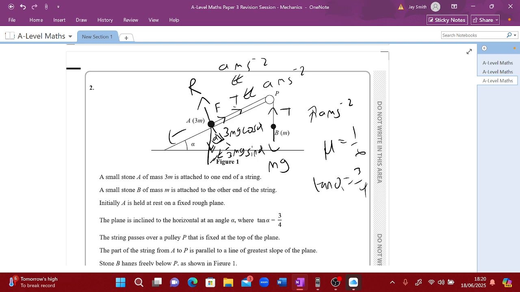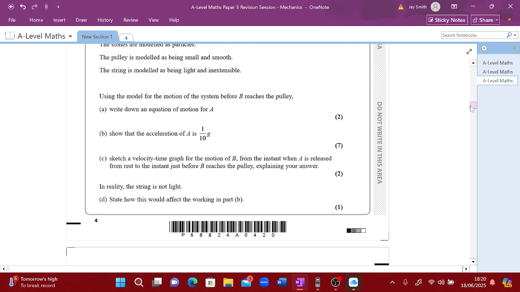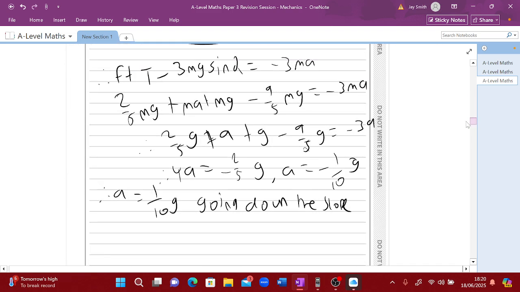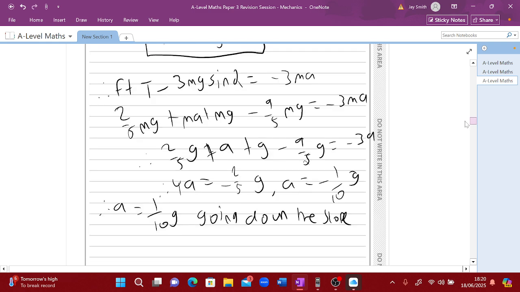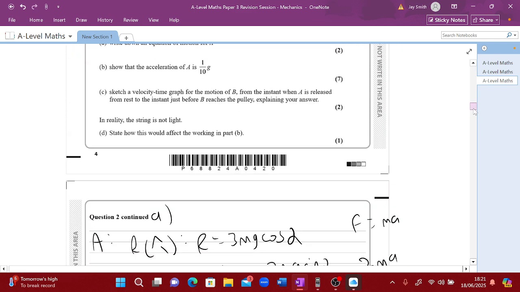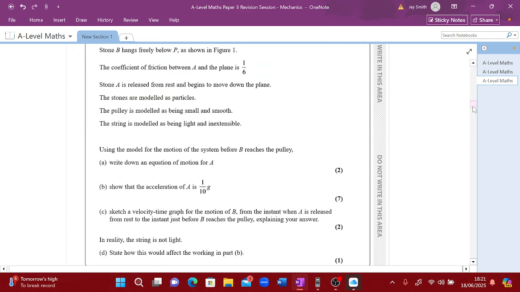Cool. Okay. So we got acceleration then. That's B37 marker. Part C. Sketch the velocity time graph of the motion of B from the instant when A is released from rest to the instant just before B reaches the pulley. Explaining your answer.